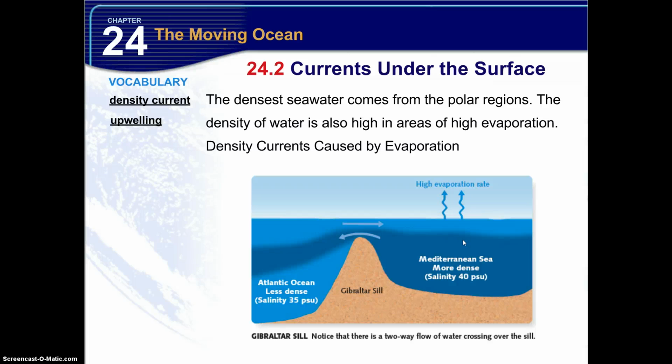Why do surface currents from the Atlantic flow into the Mediterranean? Now, the surface currents bring in less dense Atlantic water up here near the surface to take the place of the dense water that flows out from the Mediterranean. Right underneath here, it's in a darker blue.